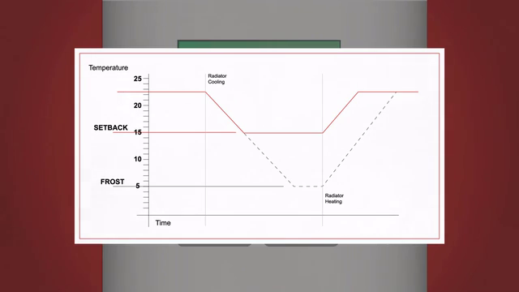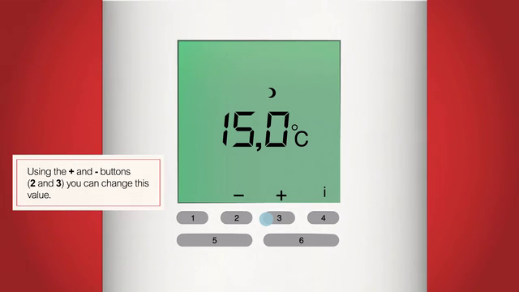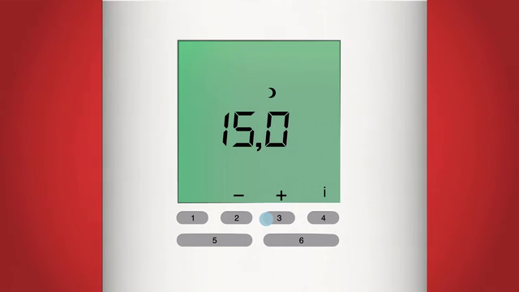I'm going to set my setback temperature to 15 degrees, so when I go out, my radiator will go from the set comfort temperature of 22.5 down to 15. You can change yours by using the plus and minus buttons, buttons 2 and 3. When you have decided what you are going to set your setback temperature to, press the mode button, button 6.